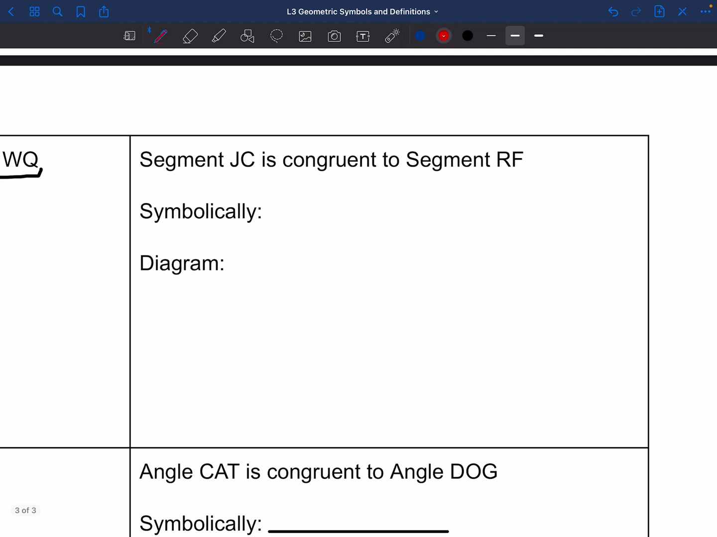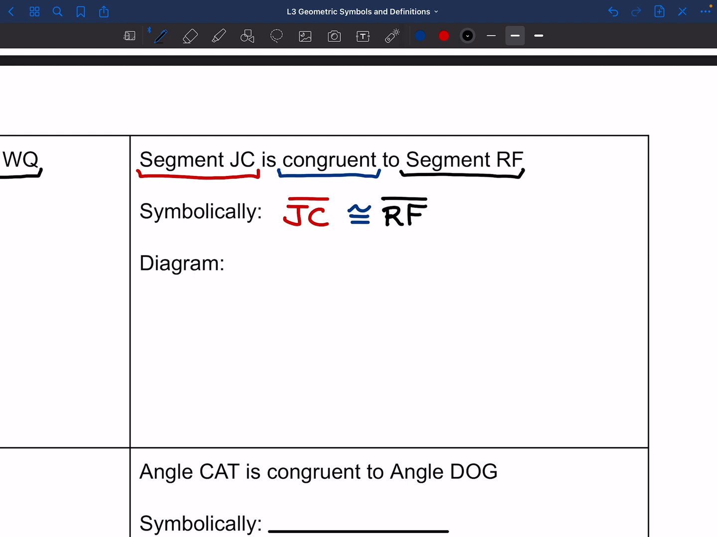So if I had segment JC that is congruent to segment RF, first, let's get it symbolically. So segment JC, we've got J and we've got C. A segment means that it's going to just kind of stop like that. If we're congruent, that's the equal sign with the squiggle on top of it. And then segment RF is really not that dissimilar from what we just started off with. So symbolically, that's all we need.